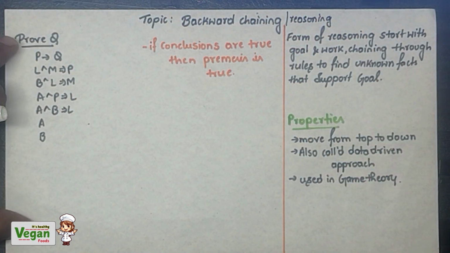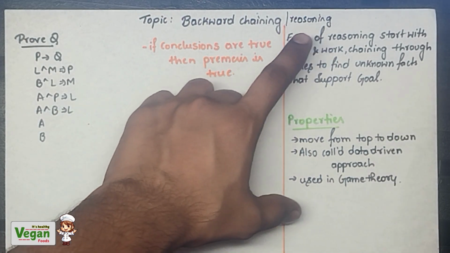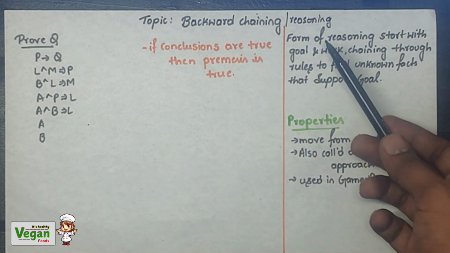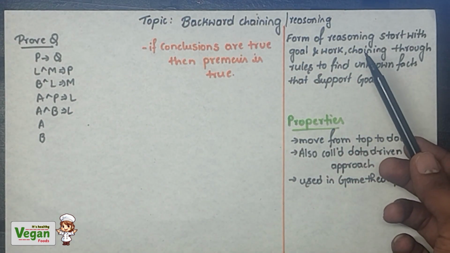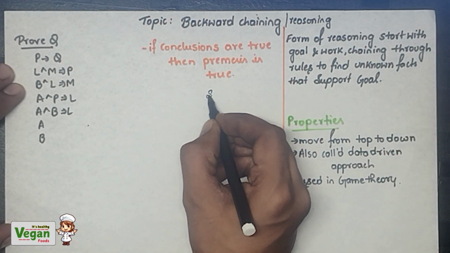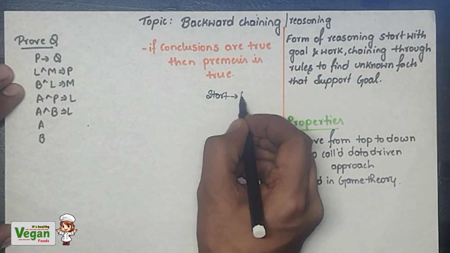They will ask a problem to solve. Let's first discuss the theory, then we will go with the problem solution. So first, backward chaining, or backward reasoning, is a form of reasoning which will start from the goal.